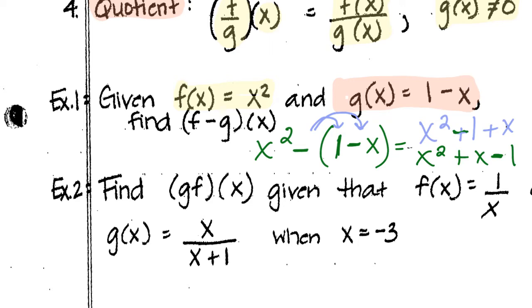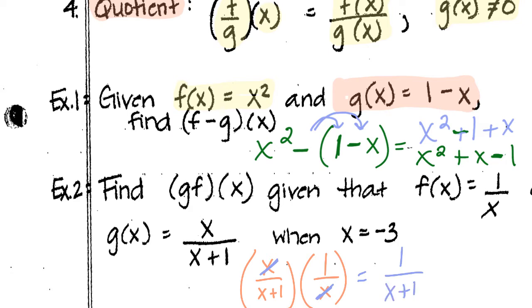So there are two things we could do. The first thing we could do is take g of x, which is x over x plus 1, and multiply it by 1 over x, and then solve from there and plug in -3. So let's solve from here. What can we simplify here, Hannah? Good, the x's can cancel out. And so my answer is 1 over x plus 1.